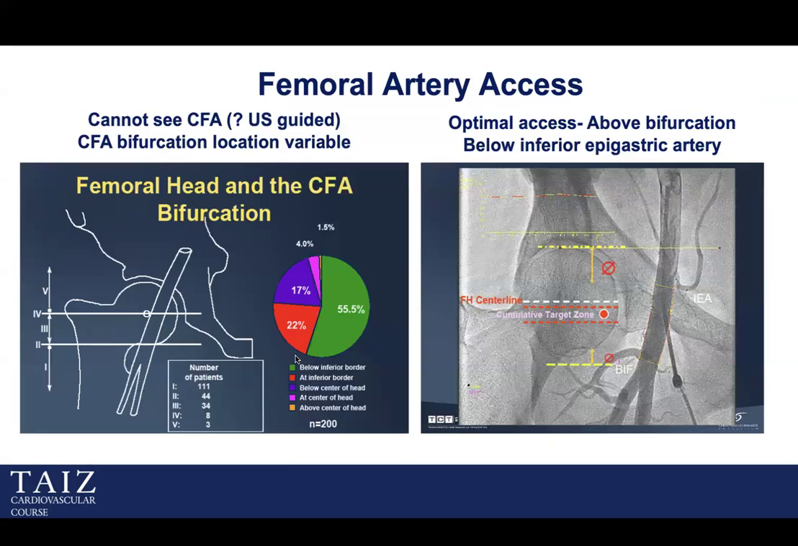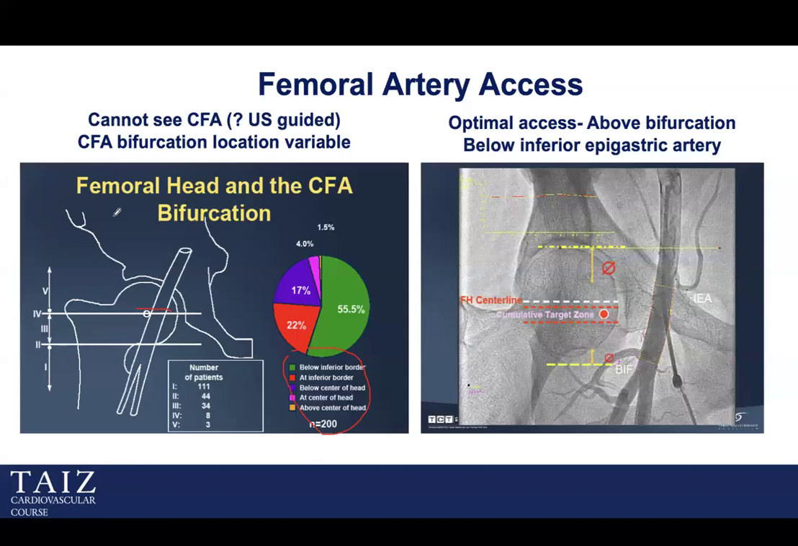This is another illustration of where you should hit the femoral artery. And as you see from the image on the left, 90% of patients will have their femoral bifurcation in the middle of the femoral head or below. So most of the time, you don't have to go above the middle of the femoral head. And rarely you have to go above that level to stick the common femoral artery.